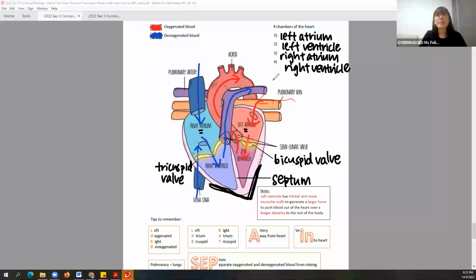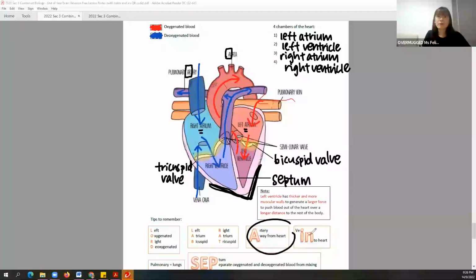Okay, then next, the blood vessels connecting to them. How to remember? Wow, so many names, right? To remember, I have another mnemonic for you here. You go by A for artery, A for away from the heart. If you look at the arrow, can you see that this arrow is pointing away? This arrow also pointing away. As long as they are pointing away, it will be artery. This blue one can turn left or turn right, because it will be going into the left and right lung. So that's why you see over here is also A for artery, because all these are pointing away, coming out away from the heart.